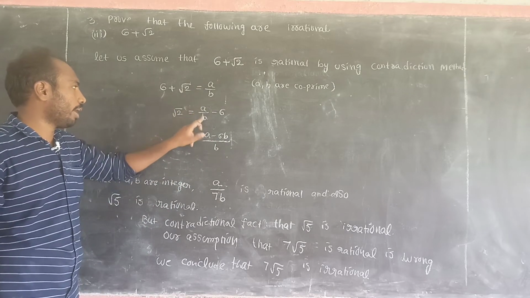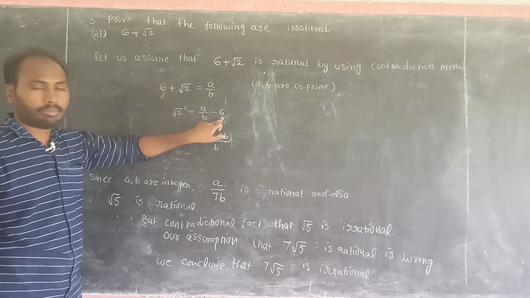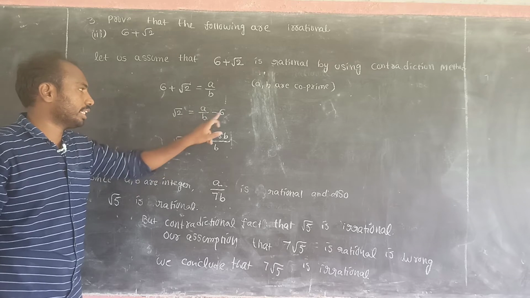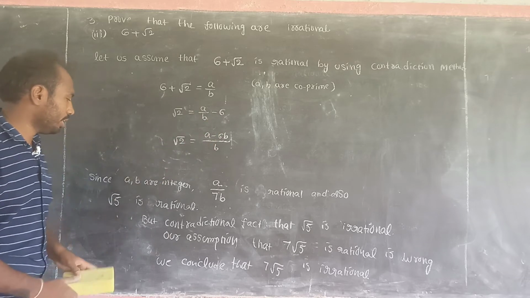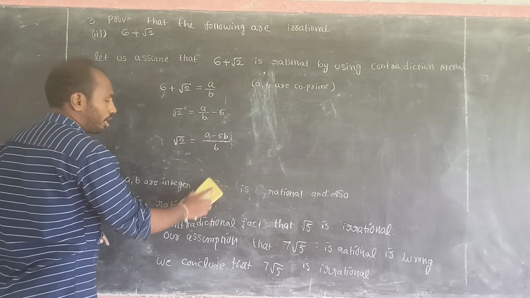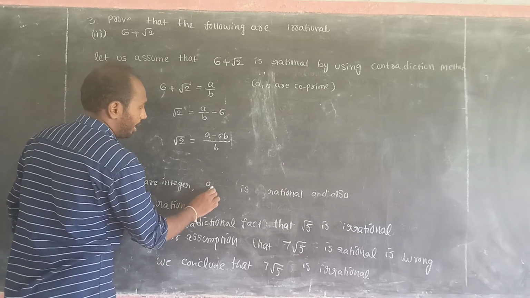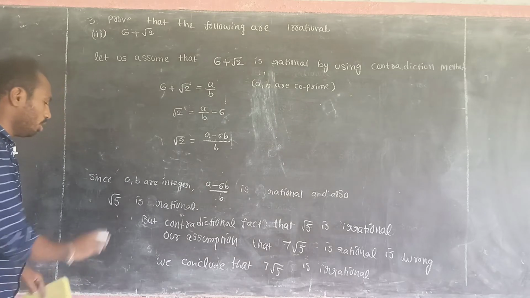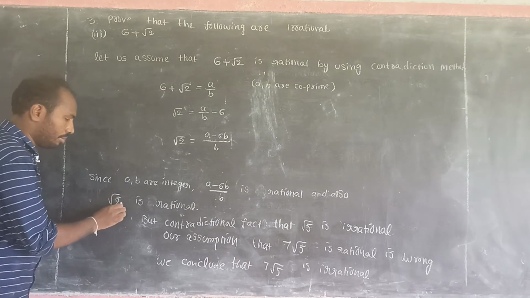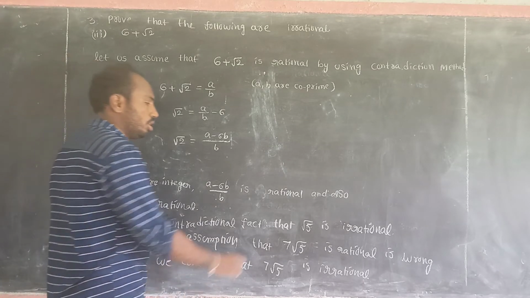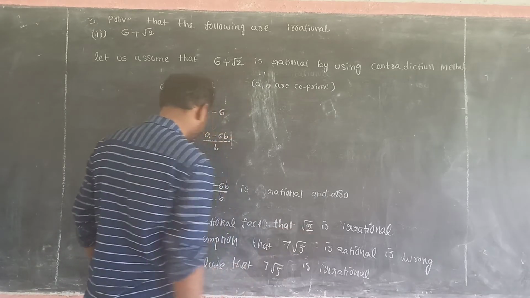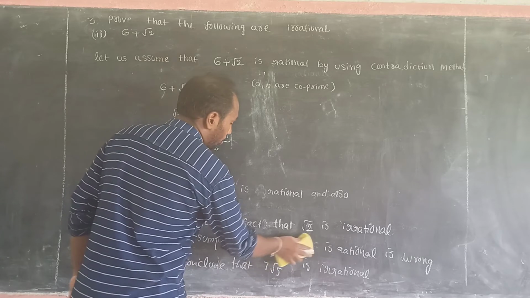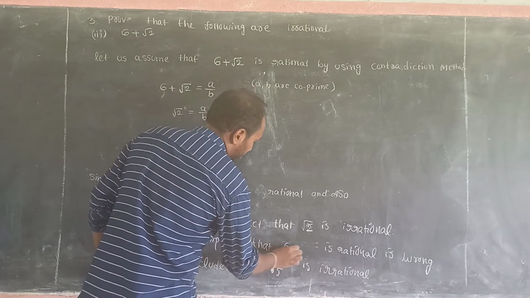6 plus root 2 is equal to a by b. Root 2 is equal to a by b minus 6, which is (a minus 6b) by b. Since a and b are integers, (a minus 6b) by b is rational, and also root 2 is rational, but this contradicts the fact that root 2 is irrational. Our assumption that 6 plus root 2 is rational is wrong.